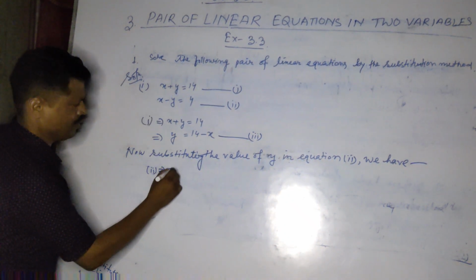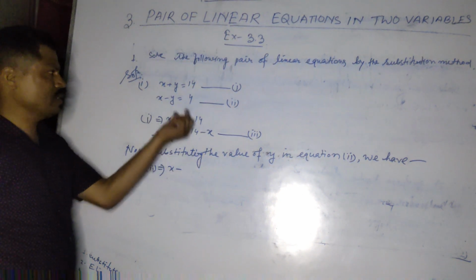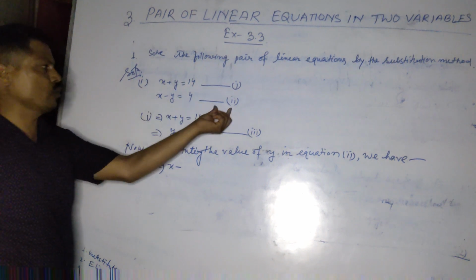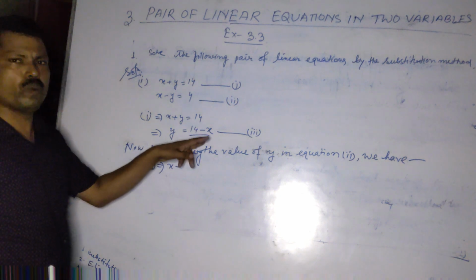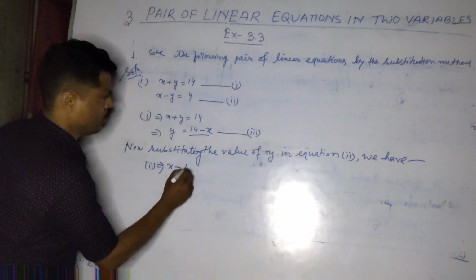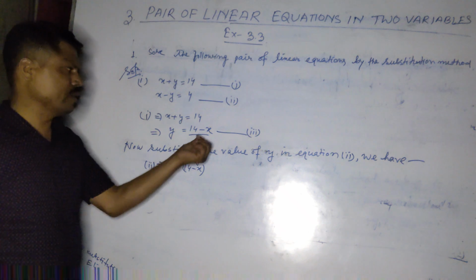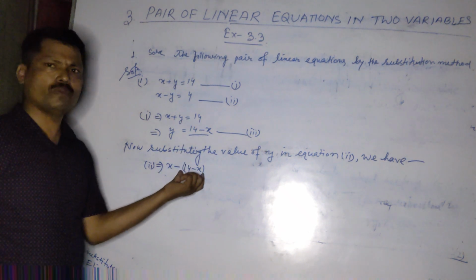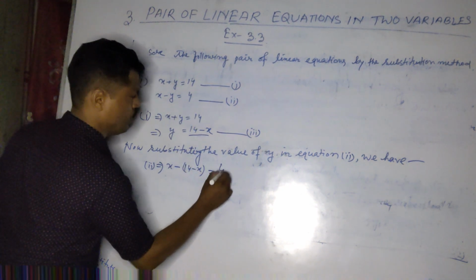So x minus y, what is the y value? Y value is 14 minus x. So in place of y in equation 2, we have to write the value of y like this. Value of y is 14 minus x. So here x minus y is there, 14 minus x. We have to keep it under bracket because before this value there is a negative. So we have to keep it within bracket. This is equal to 4.